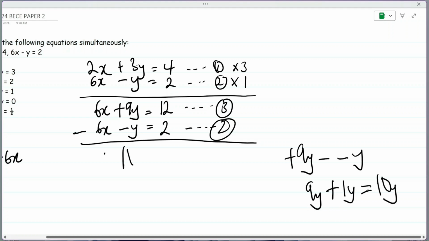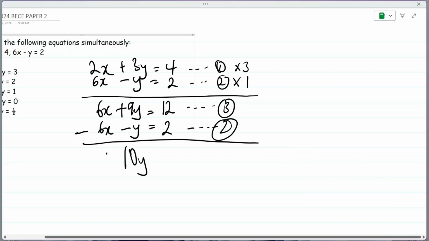So this is 10y. If you had jumped on it and said plus 9y minus y, you would have gotten 8y and you'd have gotten it all wrong. So this is 10y. We have the last part of the subtraction, which is 12 minus 2. Since it's positive, it's not always dangerous. We have our equals to sign. 12 minus 2 is 10. We have this as 10y equals 10.